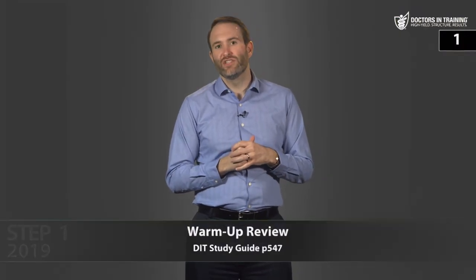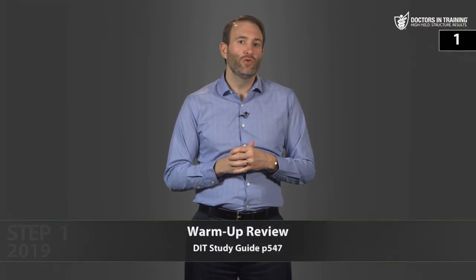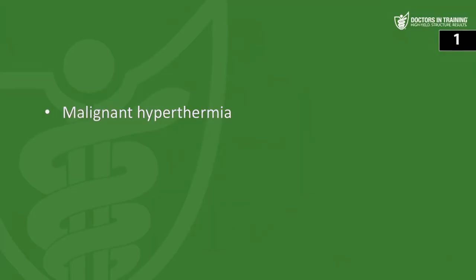It's time for another warm-up review. Let's get going. For what conditions is dantrolene useful? Well, you can use dantrolene for malignant hyperthermia or for neuroleptic malignant syndrome from certain antipsychotic drugs.